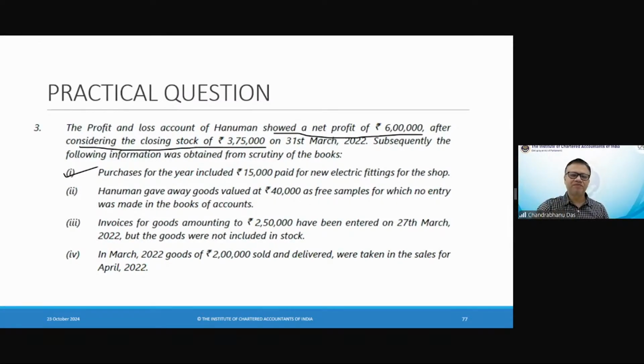Then what happened? Hanuman gave away goods valued at 40,000 as samples. The sample goods which were given are not accounted in the inventory. They were not recorded in the books of accounts. So the samples have to be booked here. There has to be a charge somewhere, because giving samples means you are incurring the expenses of the production of those goods. So definitely it has to be recorded somewhere.